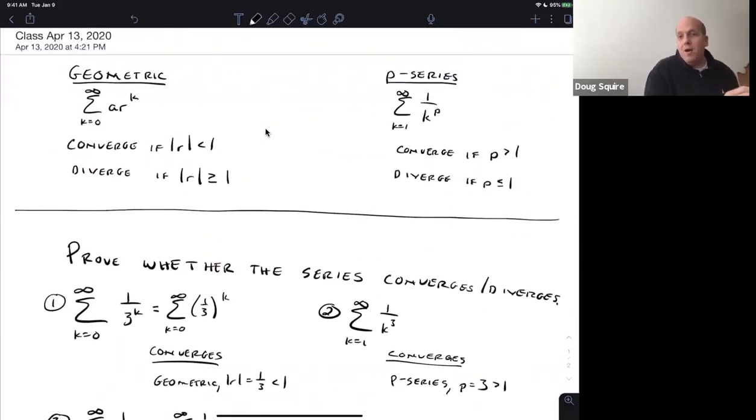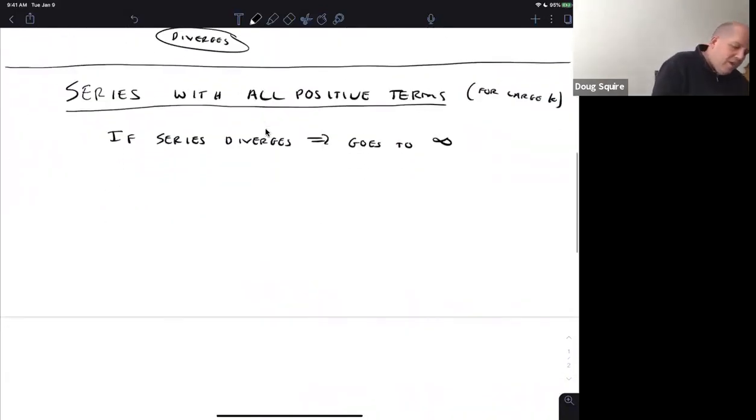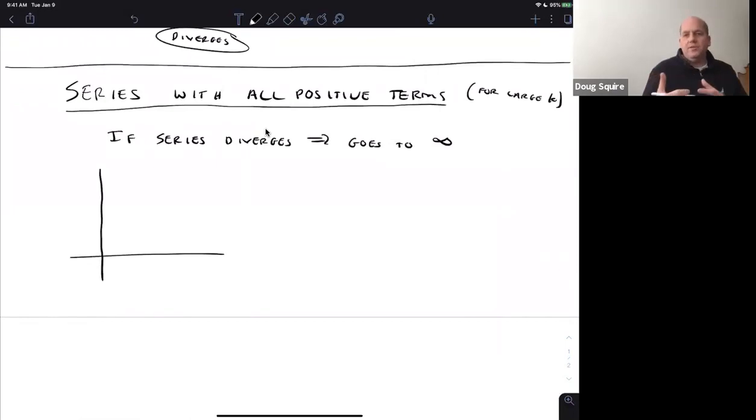We're going to compare it to either a geometric series or a p-series when we can. And so let's say, for instance, that you have this easy series and the series diverges. Okay, so again, it's a series with all positive terms. The easier series, let's say, diverges. So then graphically, we can think of it as being like that. Does that make sense? So we think of it as increasing to infinity if it diverges.